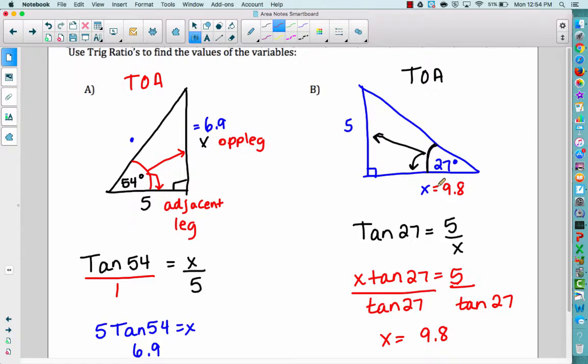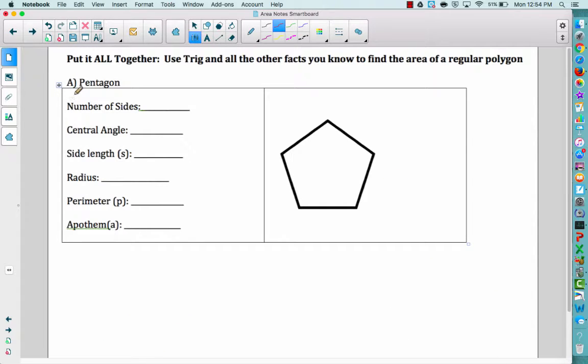All right, I'm going to have you try C and D, and then I'll go over those answers tomorrow in class. But I want to make sure that we understand that there are times that you can use trig and all of the other facts if you need to find angle measure. So let's look at the Pentagon on the next page.